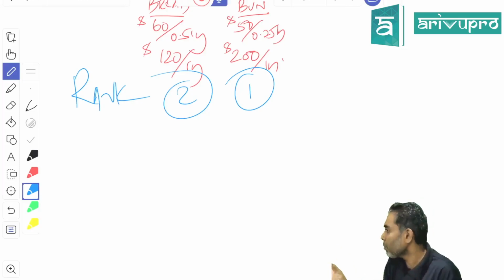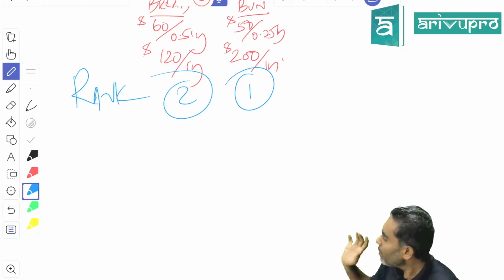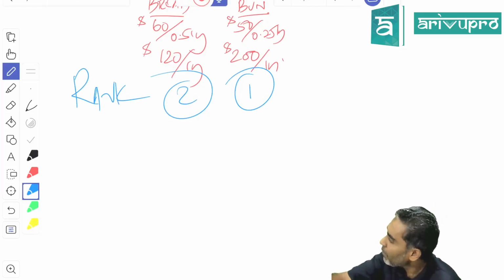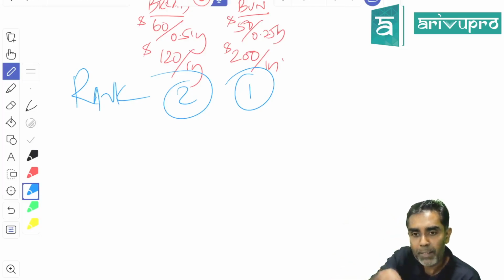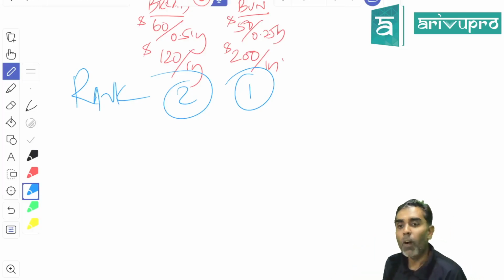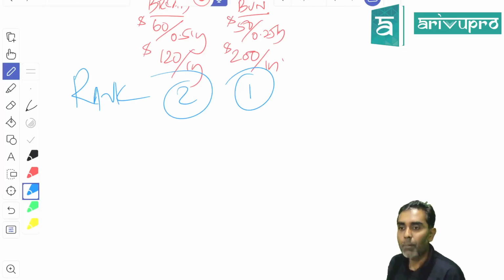From the 550 kilos, we will give the priority first to Bun. Then we will satisfy the entire market demand of Bun. The remainder, we will give to Bread. That is what we call the optimal or maximum production plan. Optimum or optimal production plan.